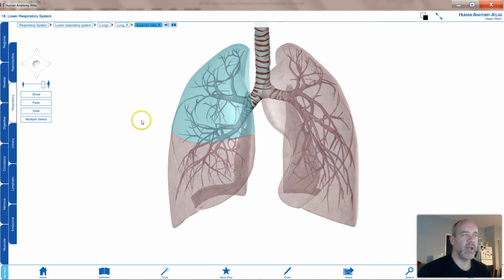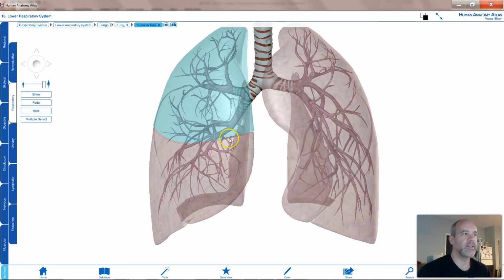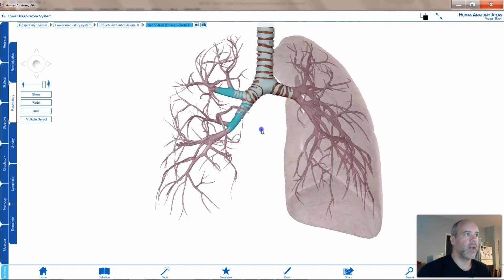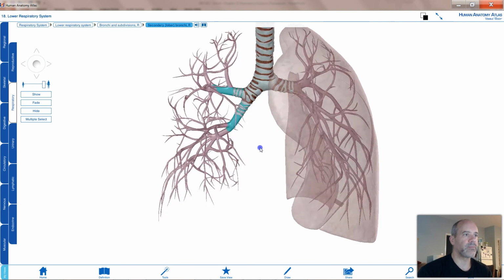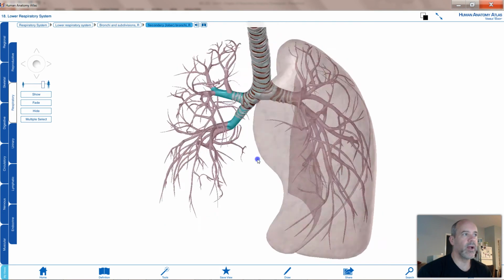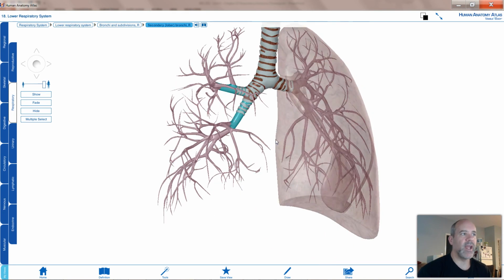So secondary bronchi extend into each of those lobes. So let me hide the right lung, and I'm going to click on and highlight in blue. Those are the secondary bronchi that are going to take air into particular lobes.